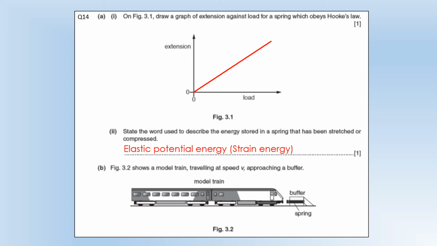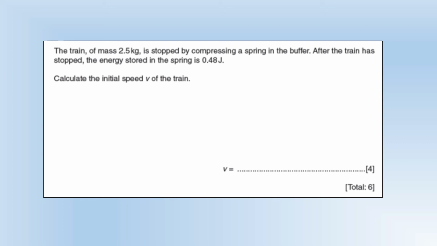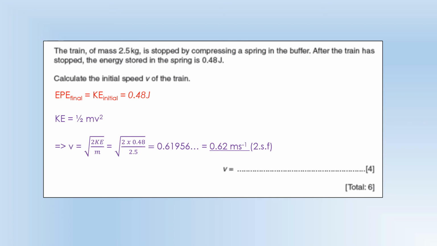So the diagram shows a model train travelling at speed v approaching a buffer. The train of mass 2.5 kilograms is stopped by compressing a spring in the buffer. After the train has stopped, the energy stored in the spring is 0.48 joules. Calculate the initial speed of the train. So I'm applying conservation of energy here and assuming we're not losing energy to the surroundings. If the final elastic potential energy is 0.48, that must mean the initial kinetic energy was 0.48. And that being the case, we can rearrange the kinetic energy equation, plug in the kinetic energy and mass, and get our speed.